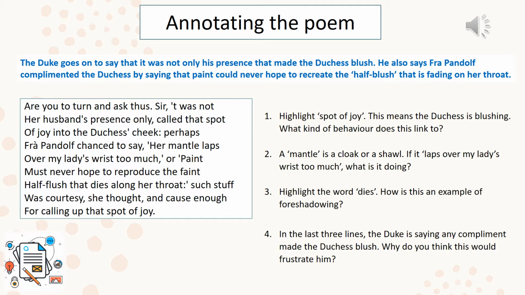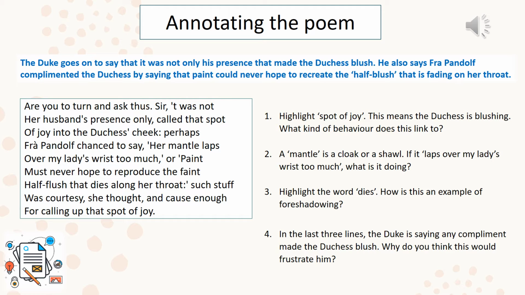Okay? Highlight the word dies. How is this an example of foreshadowing? So think back to previous slides where the Duke insinuates that he has killed the Duchess. And in the last 3 lines, the Duke is saying any compliment made the Duchess blush. Why do you think this would frustrate him?